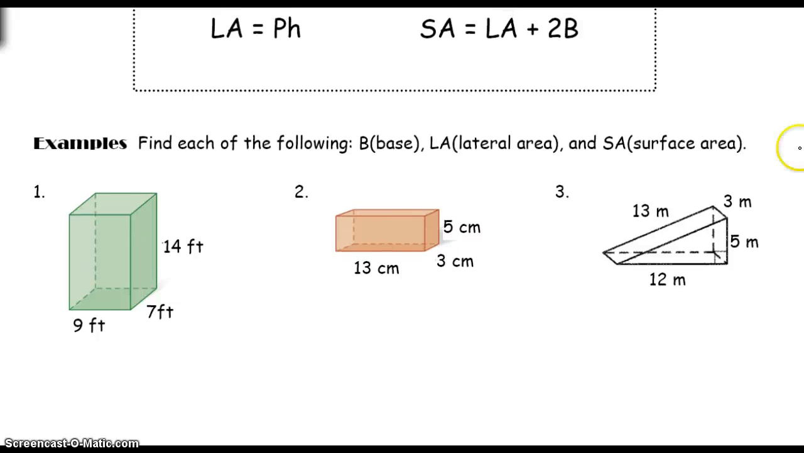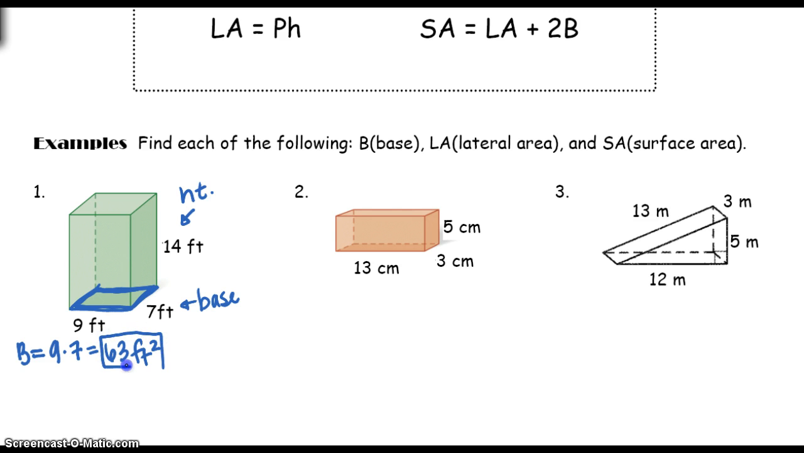So let's look at number one. First, let's talk about the base. Right here is your base. And over here is your height. So if we're going to find the area of the base, it's going to be base times height of the base. I know that sounds real weird, but it's base times height of this blue little rectangle here. So this would be 9 times 7, and if you pop that into your calculator, you'll get 63 feet squared. So we've got the area of the base.